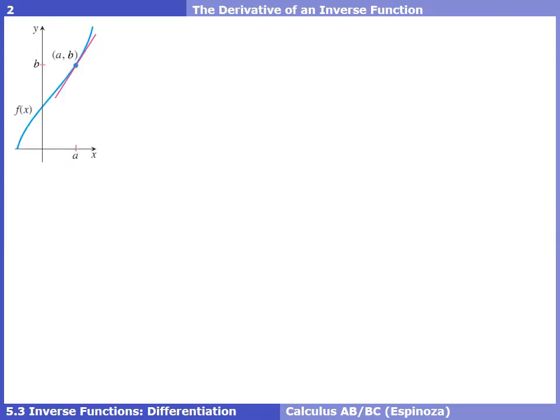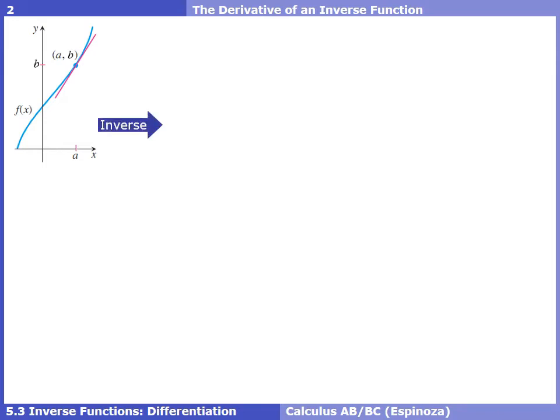Okay, so let's now talk about finding the derivative of an inverse function. Let's suppose we have our function f here, and we have the point a comma b. You can see I've drawn a tangent line at the point x equals a, because we're trying to start talking about derivatives here. And of course, we should all remember that a derivative is the representation of the slope of a tangent line.